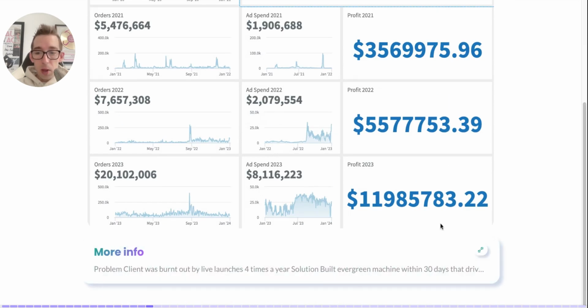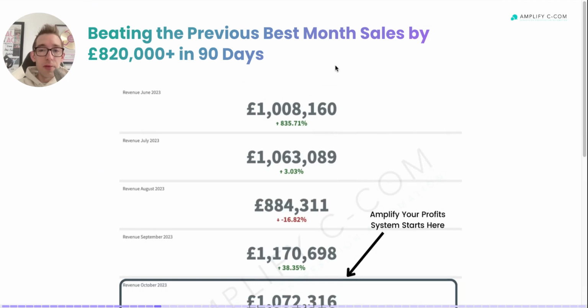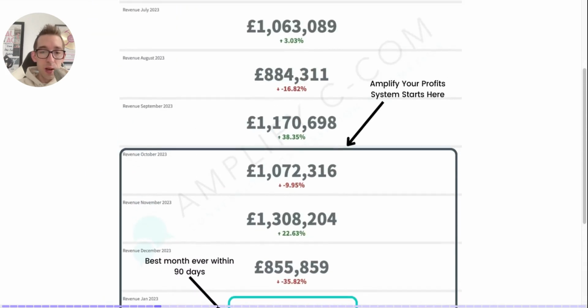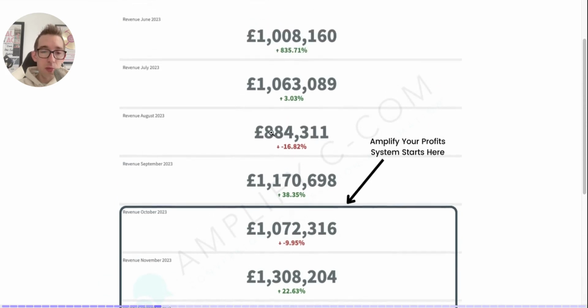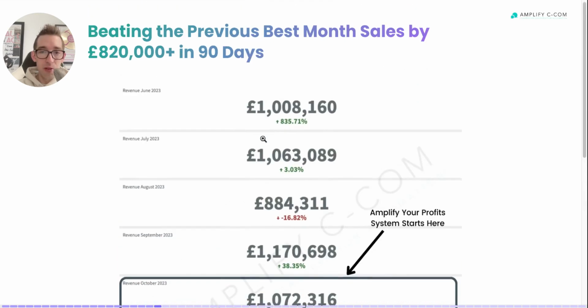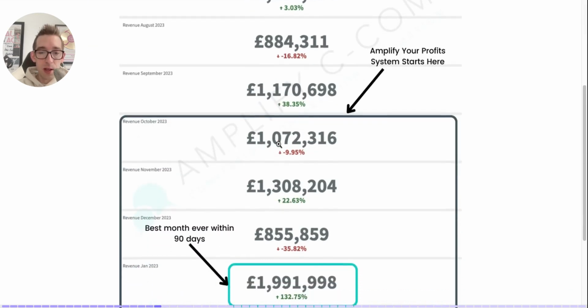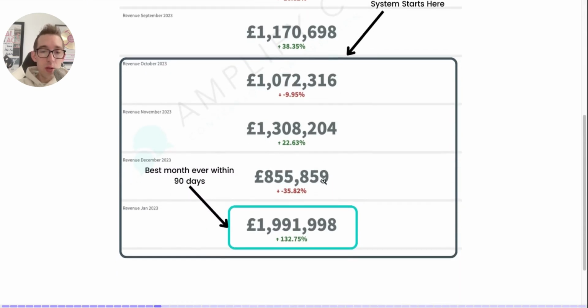Right. Then we've got this one, beating the previous month's sales by 820,000 a month in 90 days. Like I said, the timeline's getting quicker. And you can see here, we just started working around here. And we did 1 million. So you can see August, pretty much like just the month before, they were doing 884, about 1 million, kind of stuck there. And then it's okay, let's get involved. Did 1.3. December was quieter, and then we'd put all the foundations in place. And then by January, bam, 1.9 million.